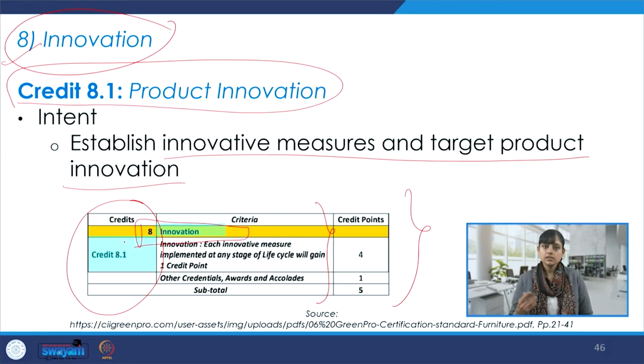There is a discussion over innovative measures implemented at any stage of the life cycle and how it gains credit points. And there are some other interesting credentials and accolades which will also help us achieve certain credit points. So these are really important 8 dimensions, which we just saw, and then we concluded with innovation.